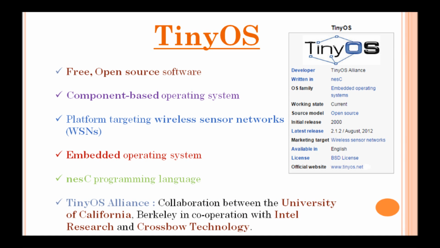TinyOS, as the name suggests, is a small-scale operating system. It's a free and open source, component-based operating system and platform targeting wireless sensor networks. TinyOS is an embedded operating system written in the nesC programming language, which acts as a set of cooperating tasks and processes. It all started as a collaboration between the University of California, Intel Research and Crossbow Technology, and has since grown to be an international consortium, the TinyOS Alliance.